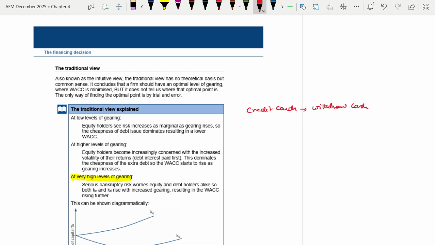Is it right? They will take loans to repay loans. When they are taking the loans, they will take the loans at a higher rate of interest. These are the things that will lead to bankruptcy. At a low level of gearing, equity holders see risk increases marginally as gearing increases.